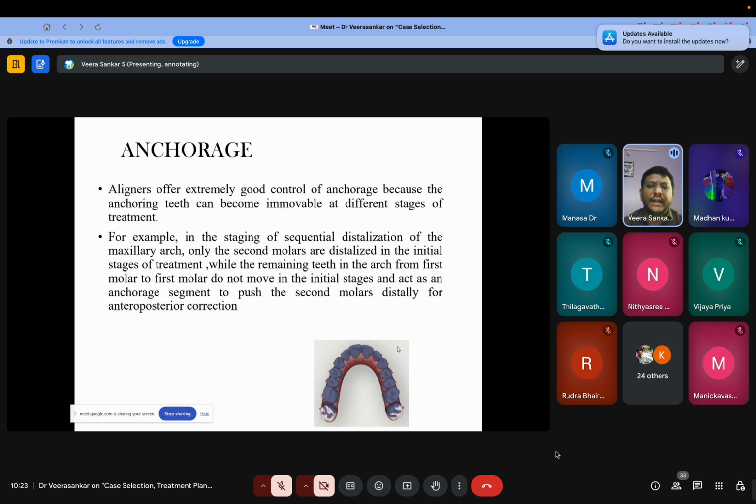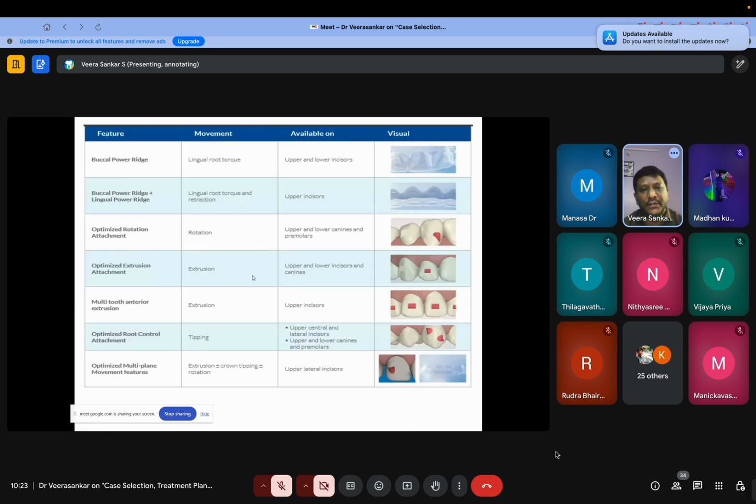So aligners offer extremely good control of anchorage because anchoring teeth can become immovable at different stages. Can you see the images here? Here, the tooth movement happening is only on the second molar. The type of movement is distalization. So only the second molars are displaced in the manner of sequential distalization, in which during the initial stages of movement, the remaining teeth in the arch, from the first molar on one side to the other side, will act as an anchorage segment and are used to push the molars distally for anterior-posterior correction.